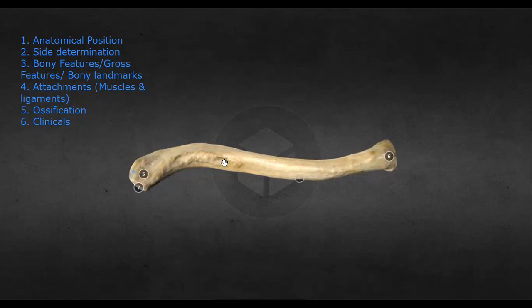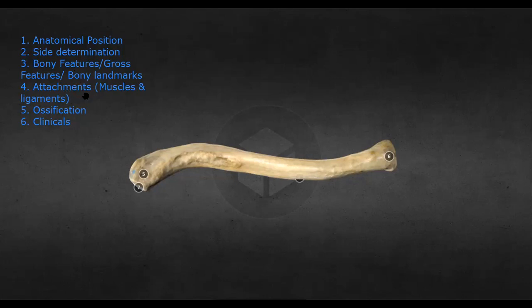Then bony features, gross features or landmarks, which means that there are certain features present on the surface of the bone itself, which include some depressions, small foramina, grooves, elevations of variable sizes from small to larger sizes. A student is supposed to know all those features, and those features are labeled as bony features, gross features, or simply as bony landmarks.